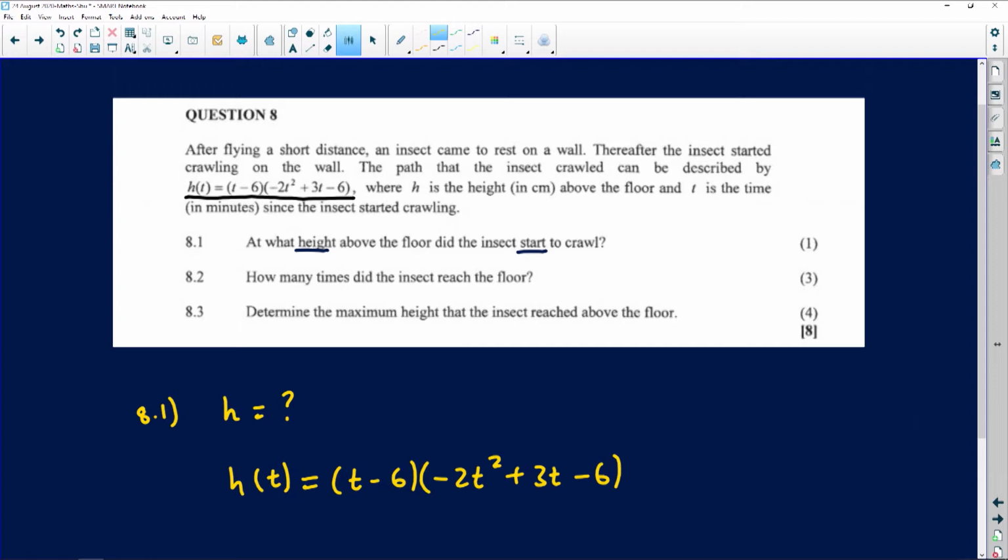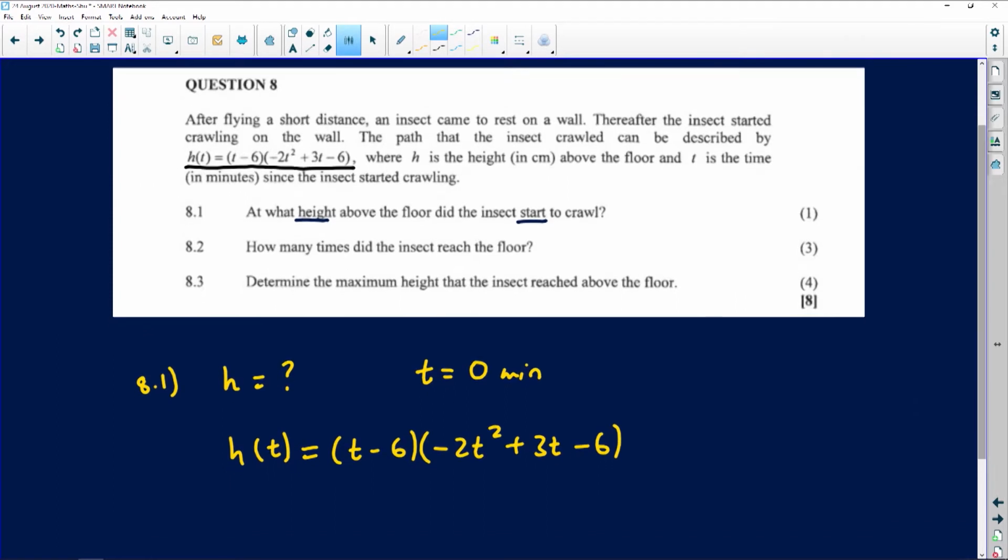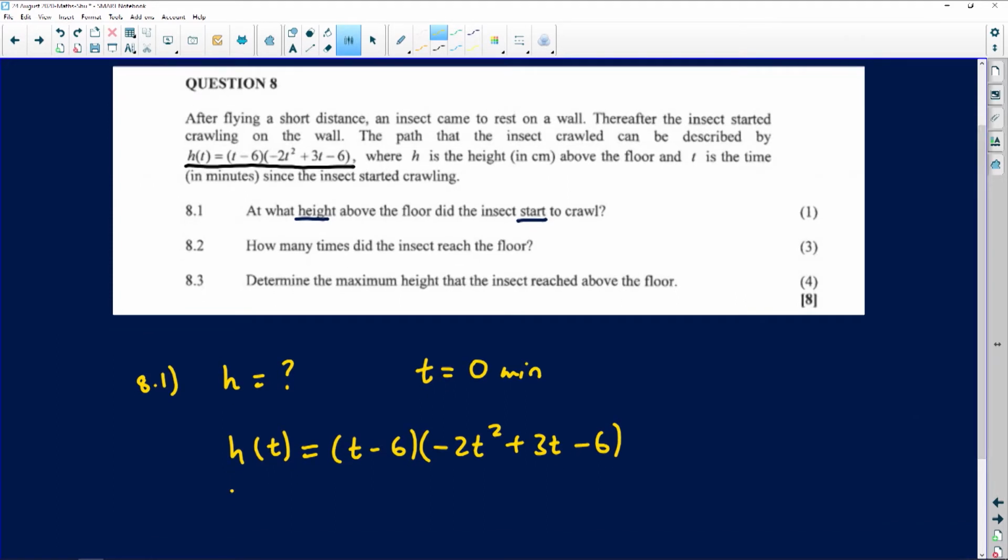Now they're asking us the height at the beginning, or initially, the initial height. Those are some of the words that the examiners sometimes use. So when you start, how much time has passed? No time has passed. Therefore, at the beginning, because they just said when it starts, the time that has passed is simply 0 minutes. So in order for us to find a solution to this problem, we just need to substitute our t as 0. So we're looking for h of 0.